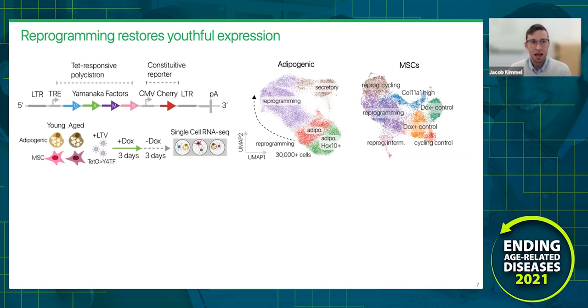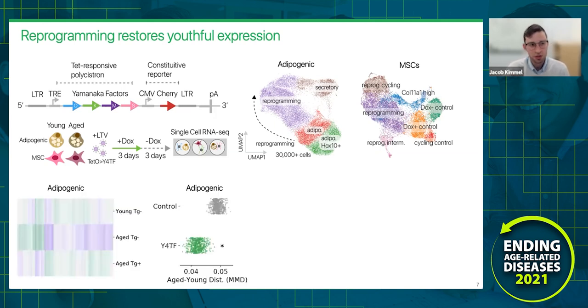Can we find a restoration of youthful gene expression, as has been reported when these interventions are performed in vivo? And lo and behold, we could, at multiple levels. We found that looking at single genes, there were thousands of genes that were restored from the normal level in an aged cell back to something closer to the normal level in a young cell.